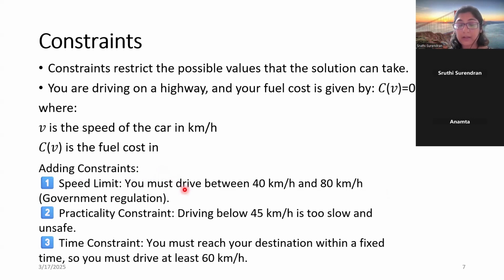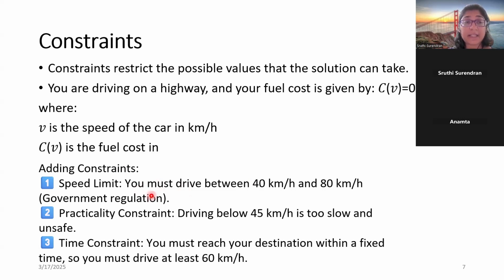Again, there can be not just one constraint, there can be a number of constraints. Another constraint is that if you're driving less than 45 kilometers per hour, the speed is very slow. Plus, it is also not very safe on the road to travel at a speed less than 45 kilometers per hour. If you're driving slowly on the highway, it is going to cause a lot of trouble. As a result, we cannot drive less than 45 kilometers per hour either.